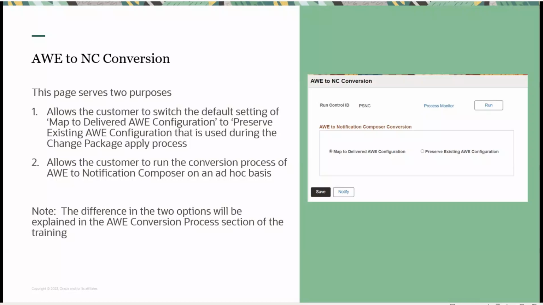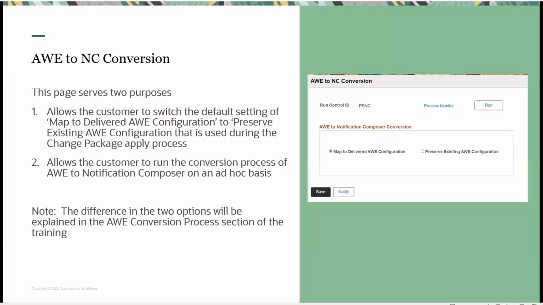So whatever this is set to is what is used when we run the AWE conversion in Change Assistant when they actually select Notification Composer and PeopleSoft Update Manager. So what these two mean is basically, map to delivered means, hey, me as a customer, I'm going to take what PeopleSoft delivers and use that at a high level. We'll talk more about that later.